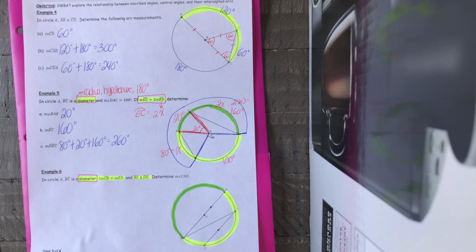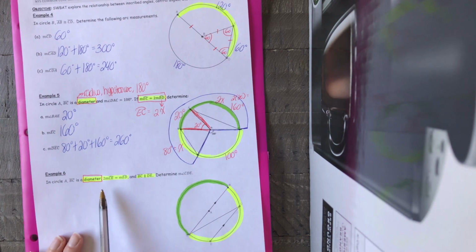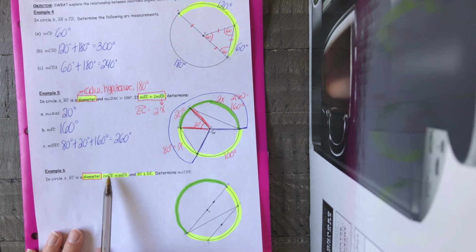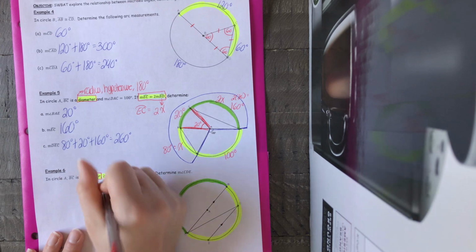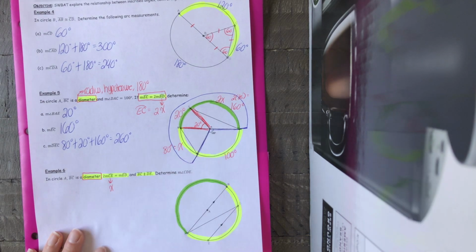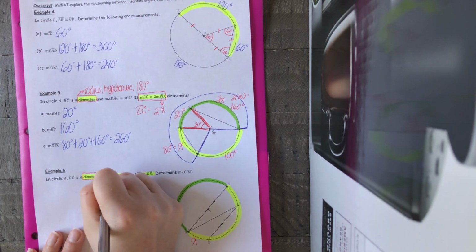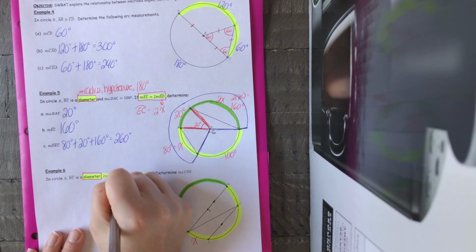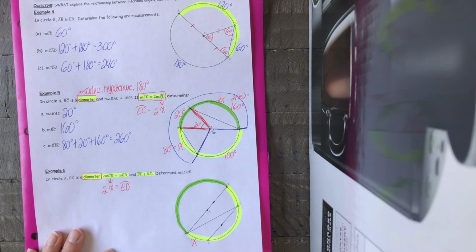All right. Now that I've labeled my diameter in some way, I'm going to keep reading. I know that 2 times CE, well, I don't know what CE is to multiply by 2. So I'm going to make CE x because I have no idea what it is, which means I'm going to make this arc x as well. And when I double that arc, it's going to give me ED. So now I know that arc ED is 2x. Okay, so now I use this middle piece.